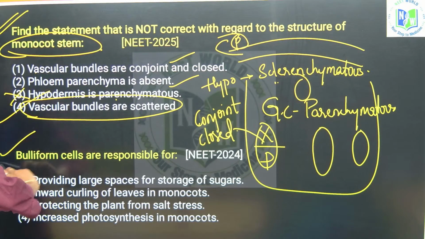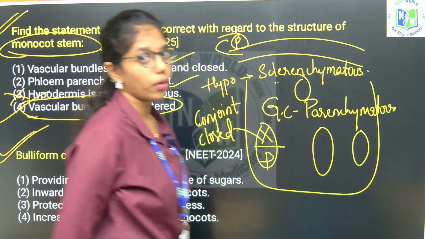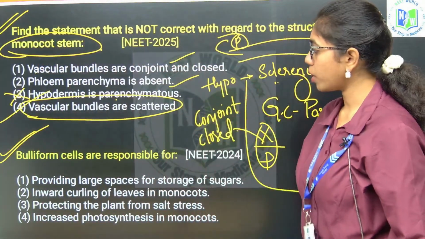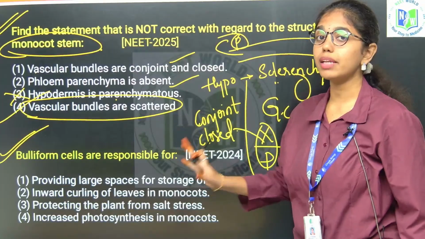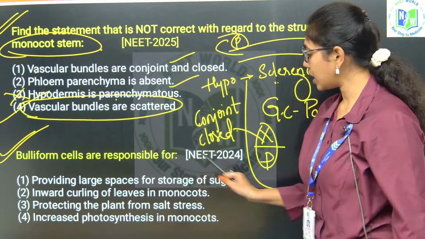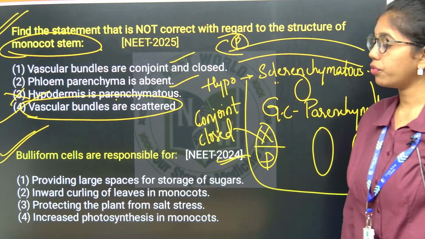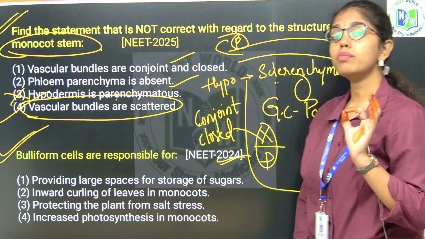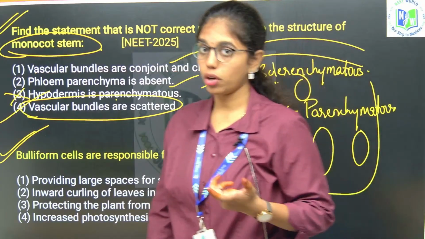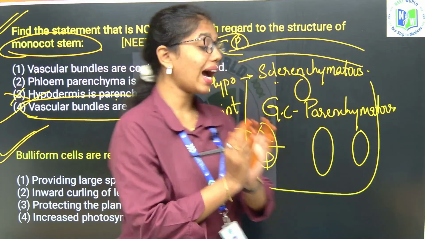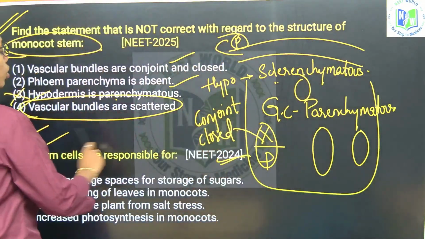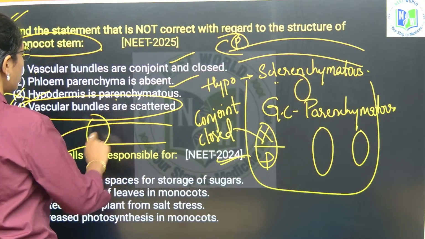And then here, if you see, bulliform cells are responsible for what? Where do you see the bulliform cells first? This question about bulliform cells was asked in NEET 2024. Bulliform cells you will see in the monocot leaf. Large, specialized cells in the monocot leaf epidermis are bulliform cells.